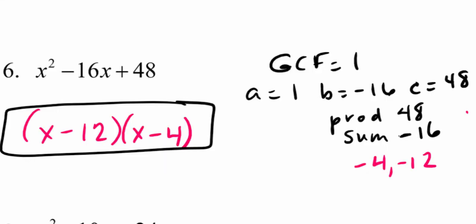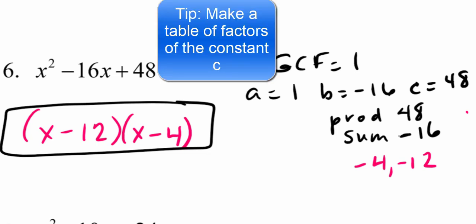Okay, so we got x minus 12 times x minus 4. How did you do? Once again, we were looking for two numbers whose product was a positive 48, but that added to a negative 16, and the two numbers were -4 and -12. Now, a little tip for you. If you can't see that off the bat with 48, a good technique is to take the number you're trying to find the product of and make a little table of all the factors until you find some that match.